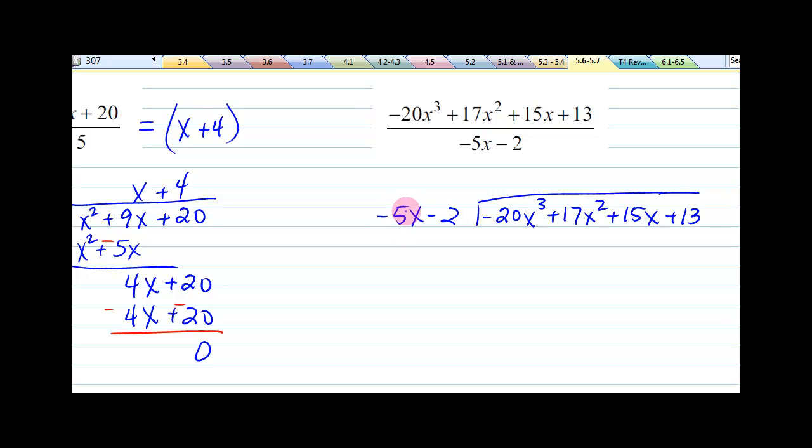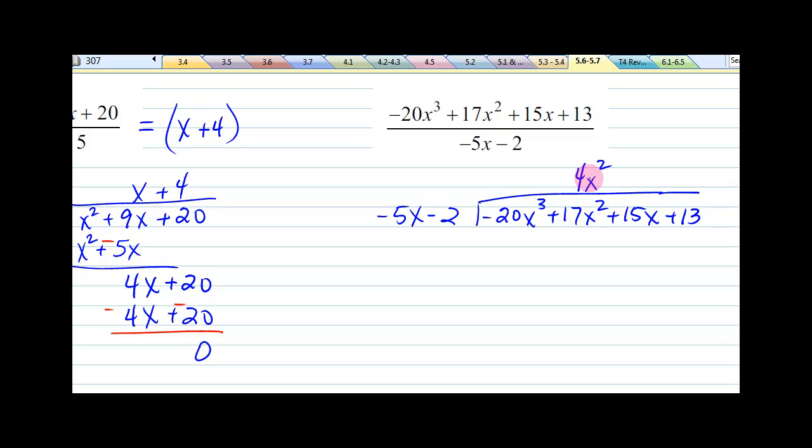So I start out by always looking at this outside term of my divisor, the negative 5x in this case, and I think, how can I turn negative 5x into negative 20x cubed? Well, I need to multiply negative 5 by a 4, and then I need to multiply the x by an x squared to get x cubed. So I put this in its second position over here. It's almost a place value. Because I have 2 terms on the outside here, I need to start 2 terms in on the inside. That's where I know where to put my first number.